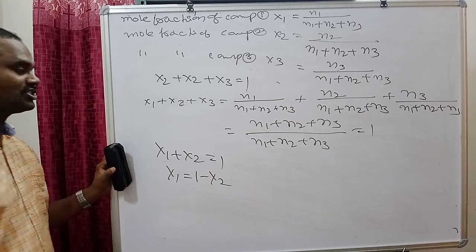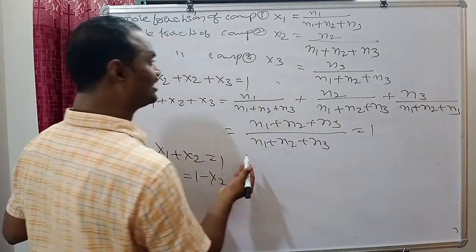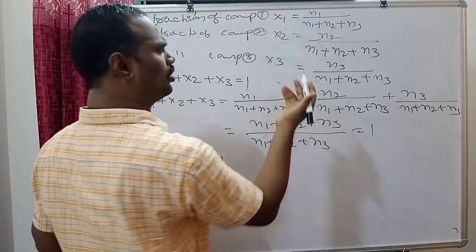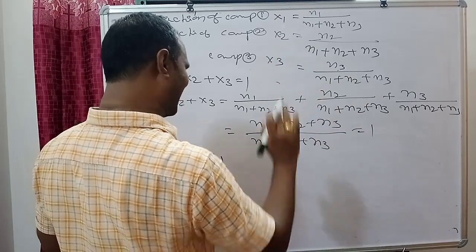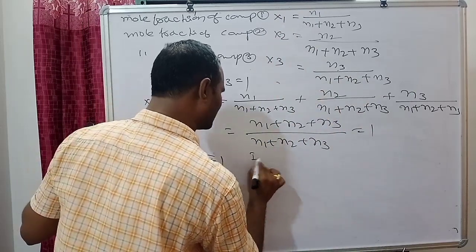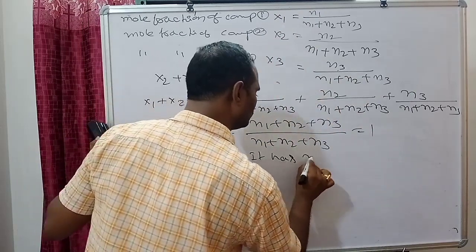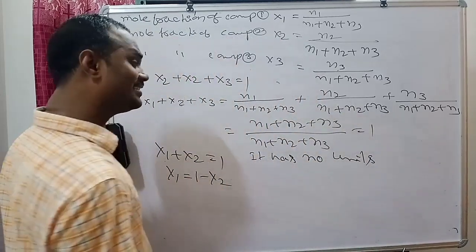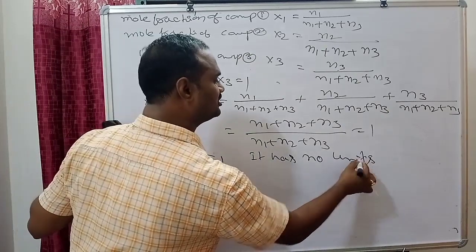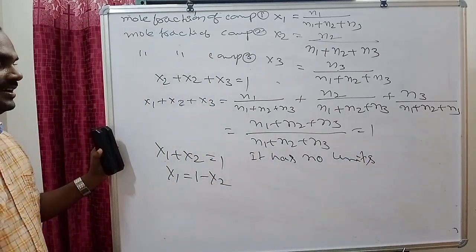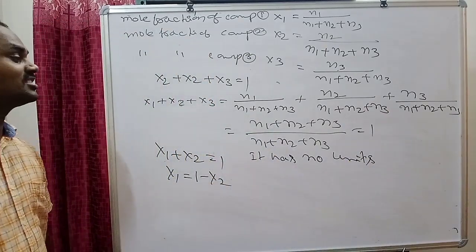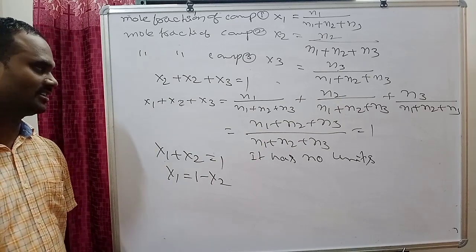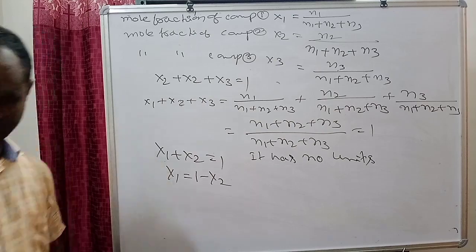Here, mole fraction has no units. The reason: it is a moles ratio, number of moles of one component by moles of all. Mole by mole cancel, so it has no units. And this is also temperature independent. There is no volume term, so this is temperature independent, no units. Is it clear?